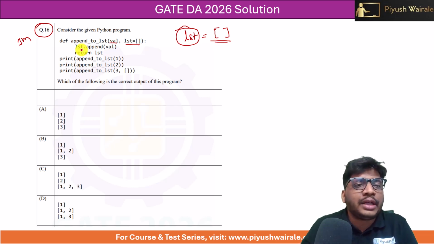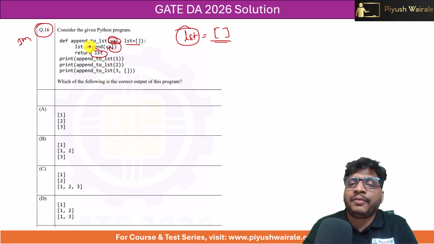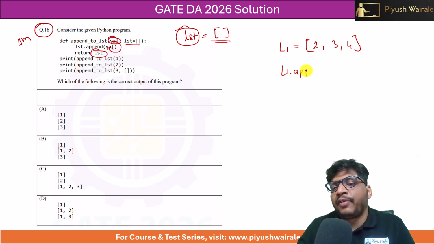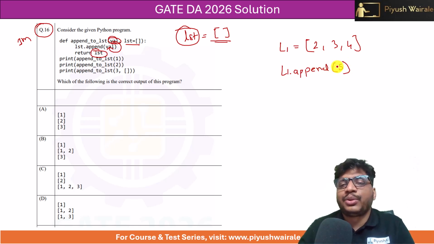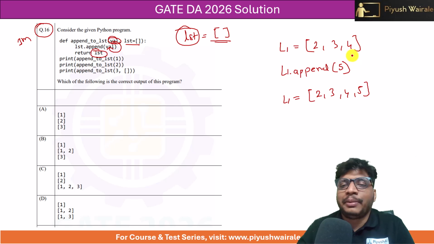Now you can see what we are doing: list dot append. Whatever value we have in the function input, we are going to append it into the list, and then we are going to return the list. I hope everyone is aware of how the append function works. Let's say I have L1 having elements 2, 3, 4. If I say L1 dot append 5, it is going to add the element at the last. So L1 will become 2, 3, 4, 5. From the right side it adds the element into the list.